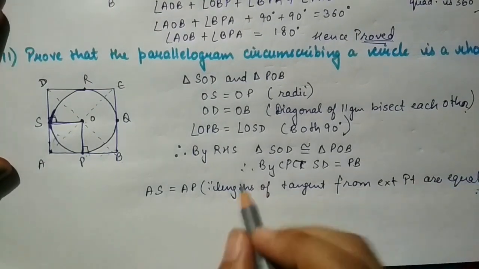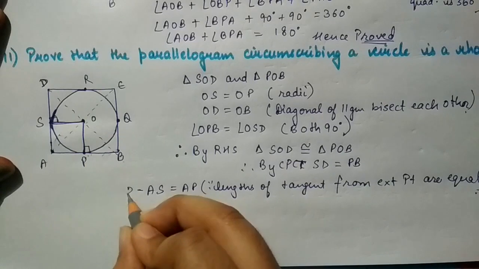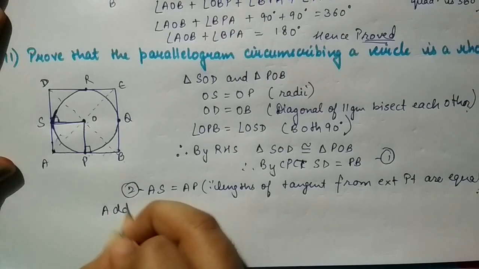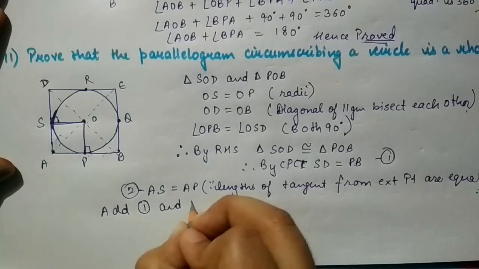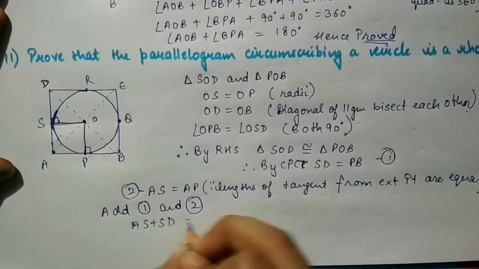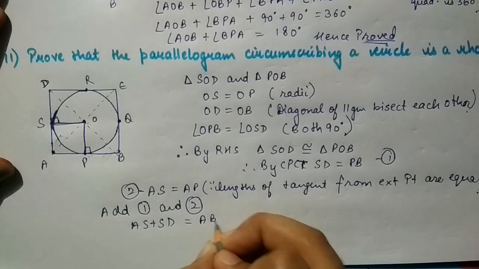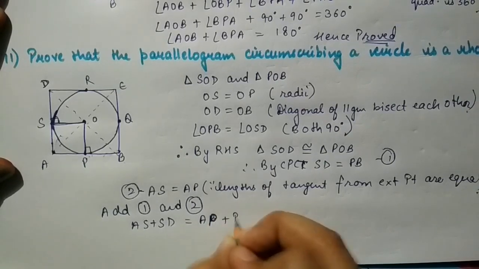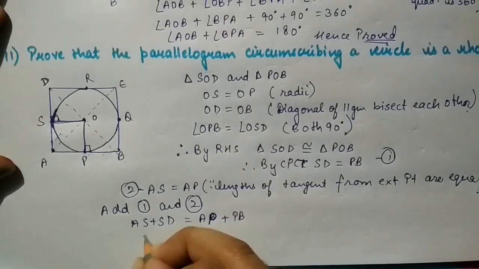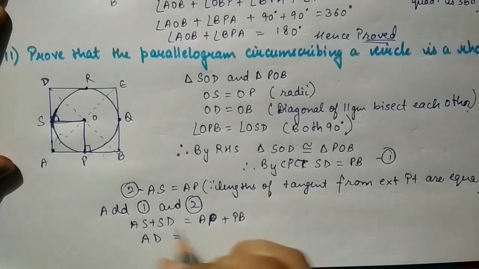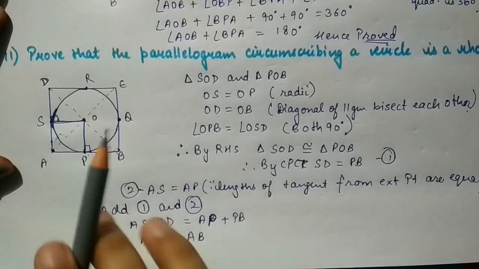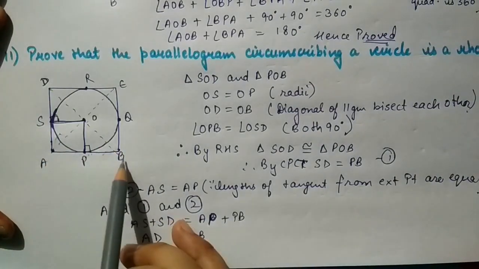Now you will name this equation 2 and this equation 1, and you will add these two equations, 1 and 2. What you will get is AS plus SD is equal to AP plus PB. So AS plus SD is equal to AD and AP plus PB is equal to AB. So you get AD is equal to AB. So you have proved it.